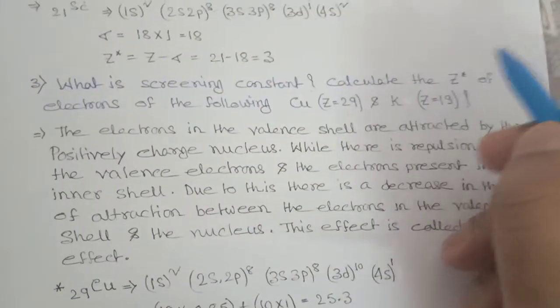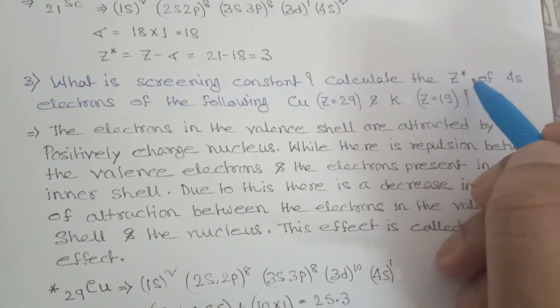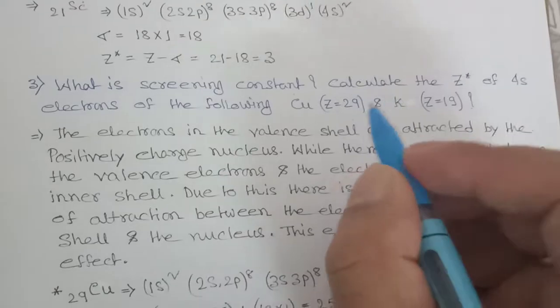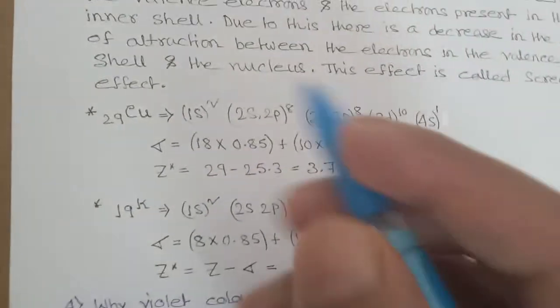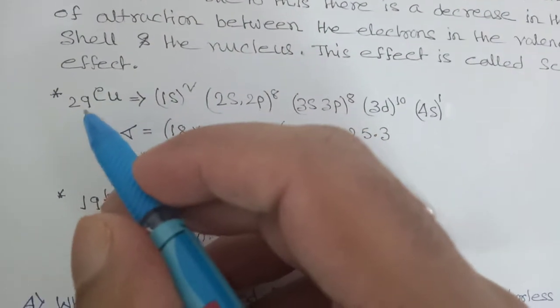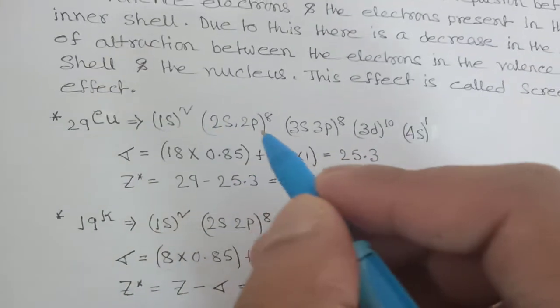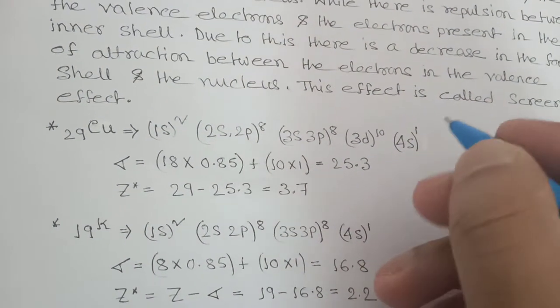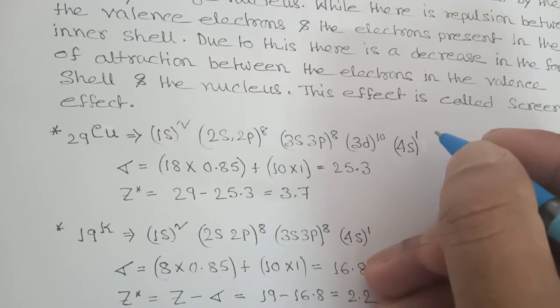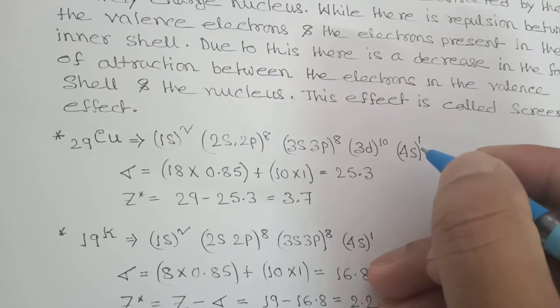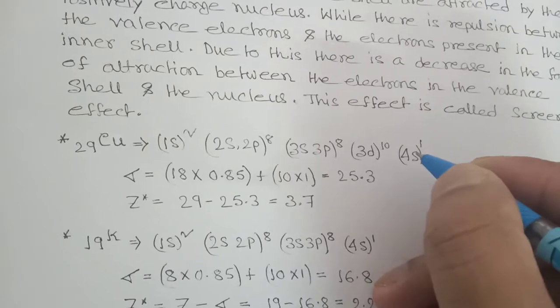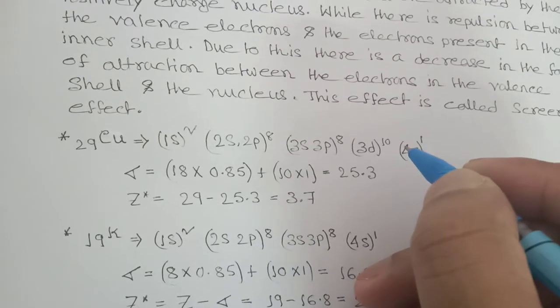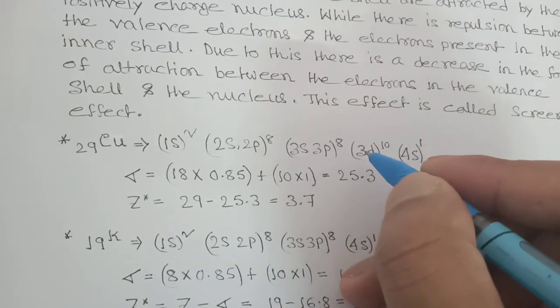Then we will calculate Z star, means effective nuclear charge, for 4s electrons of copper and potassium. See, copper has atomic number 29. So first write the electronic configuration in this way. Then we have to calculate for 4s electrons. So first subtract 1 from here. So 1 minus 1 will be 0. So no contribution for n electrons.